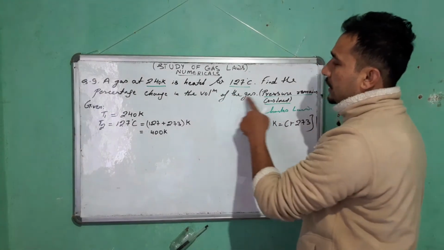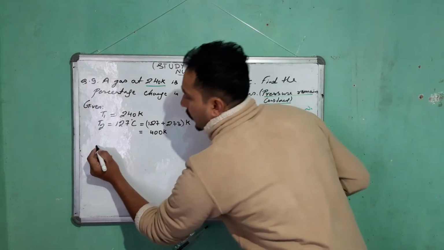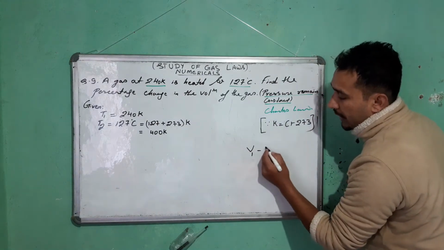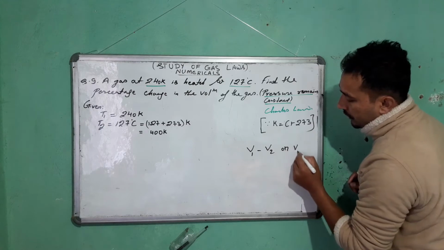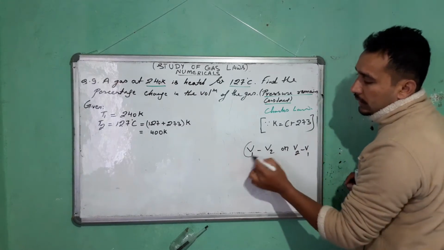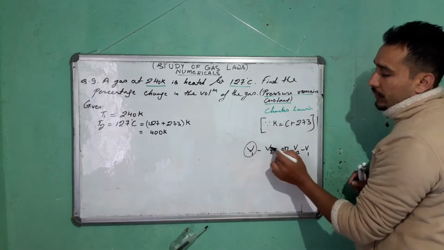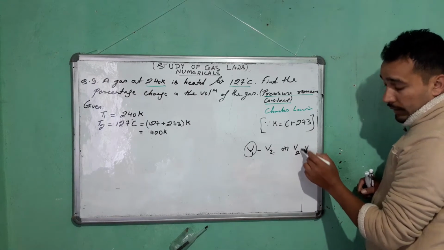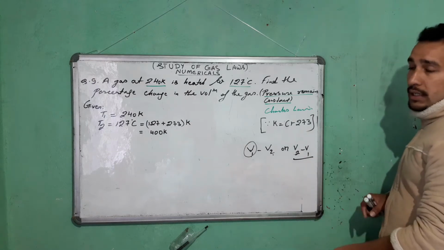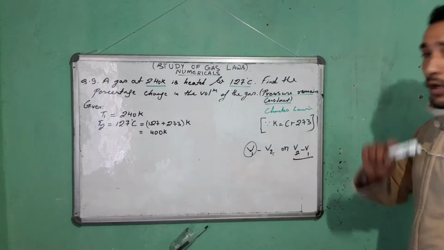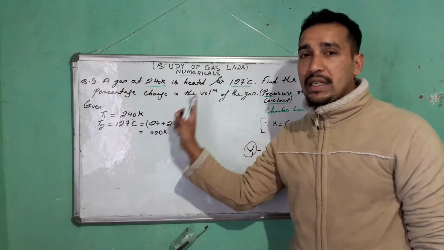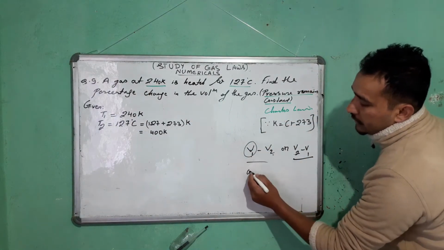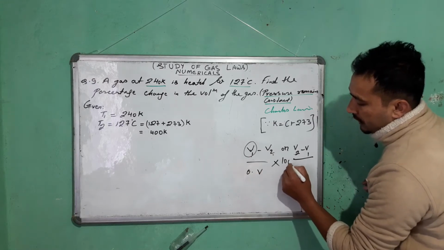Find the percentage change in volume of the gas. Percentage change in volume means V1 minus V2 or V2 minus V1, depending upon the magnitude of V1 and V2. If V1 is bigger, then it will be V1 minus V2, and if V2 is bigger, you have to use V2 minus V1. This gives the change in volume. After that, you go for percentage change in volume: change in volume divided by original volume, into 100%.